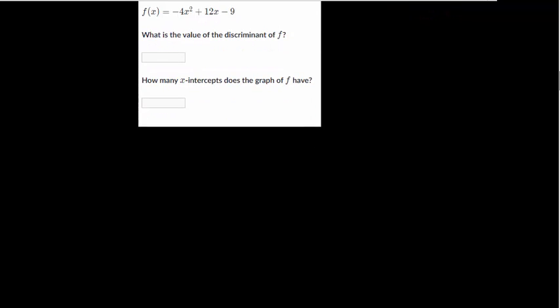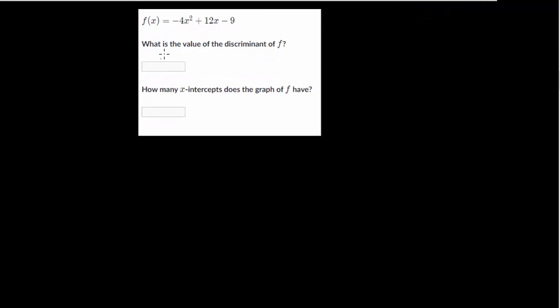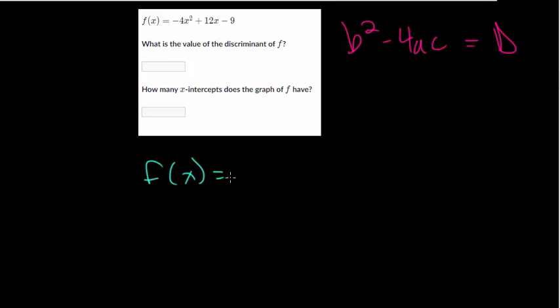And let's keep going. So again, we need to calculate the value of the discriminant. With these problems, you really don't need to write the quadratic formula down. It just kind of expands on what's going on. So the discriminant we know is just this b squared minus 4ac. And in this case, let me rewrite the function. So f of x is minus 4x squared plus 12x minus 9.